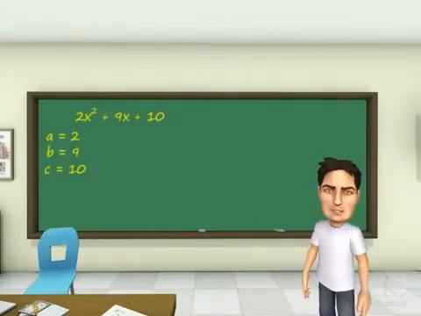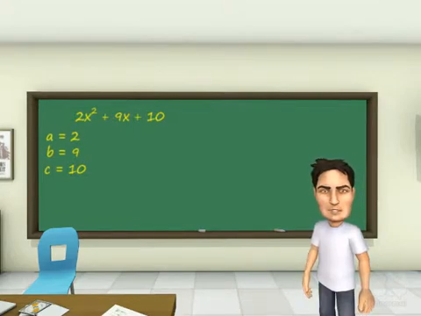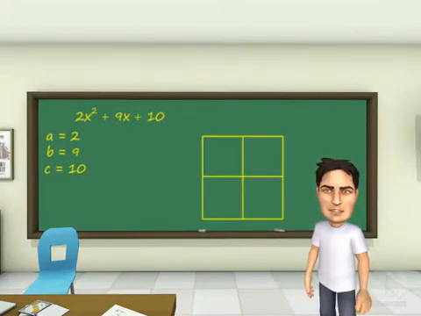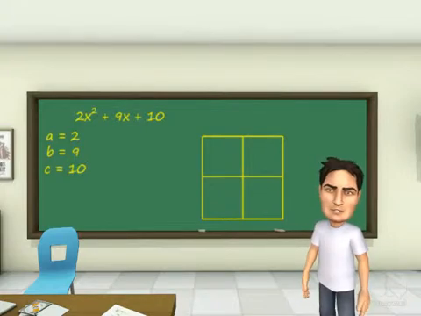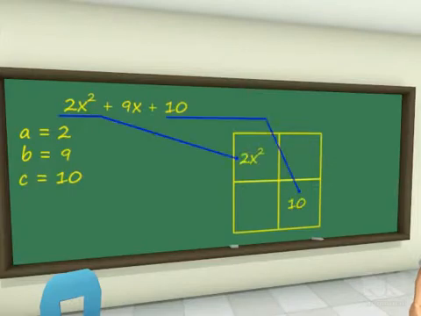To use the box method, the first thing we need to do is draw a box. We will make it a square. Then divide the square into 4 smaller squares by drawing segments so it looks like what you see behind me. In the top left square, put the whole quadratic term 2x squared. In the lower right square, put the constant term, 10.